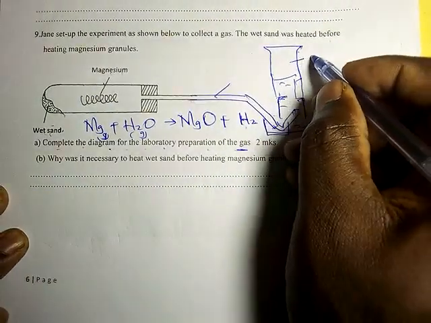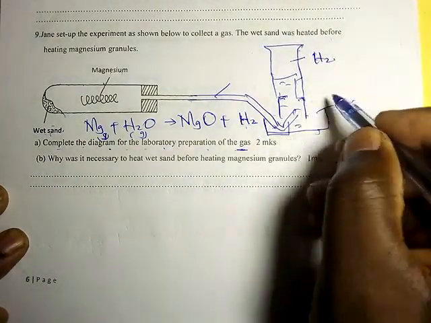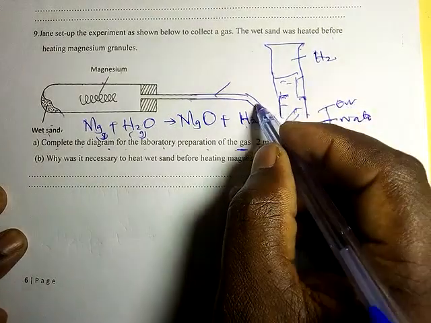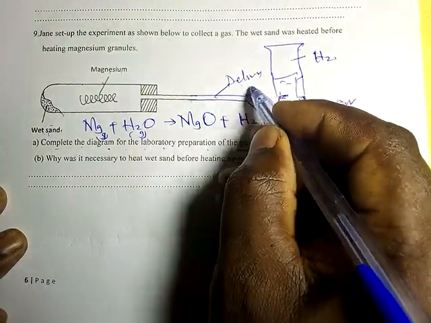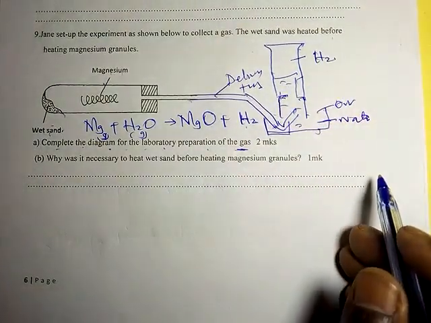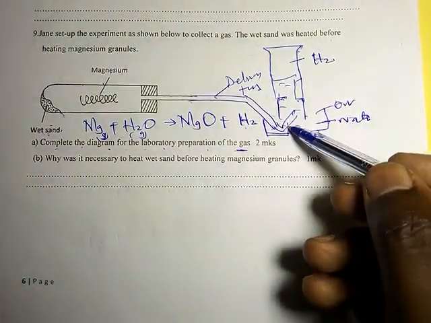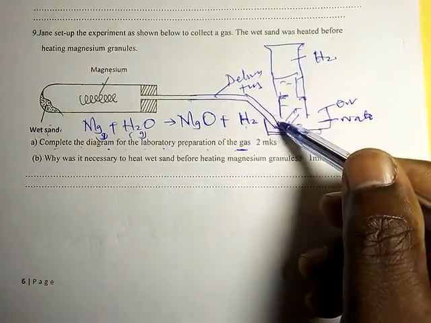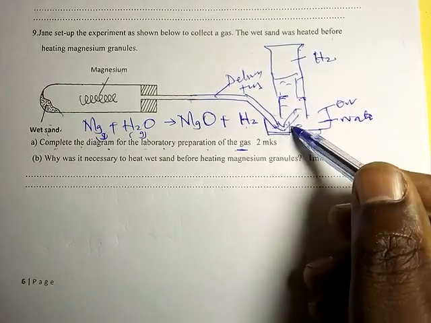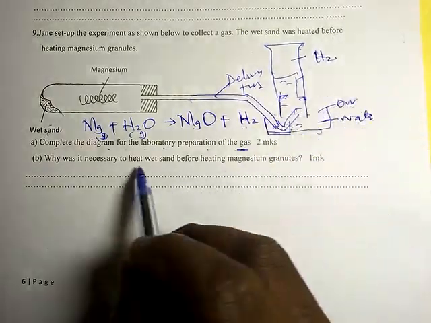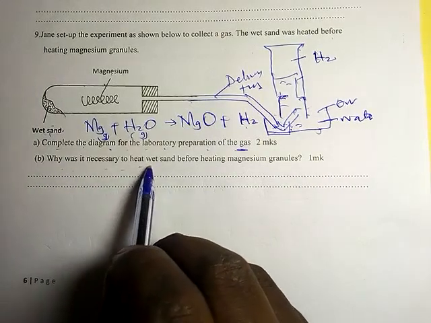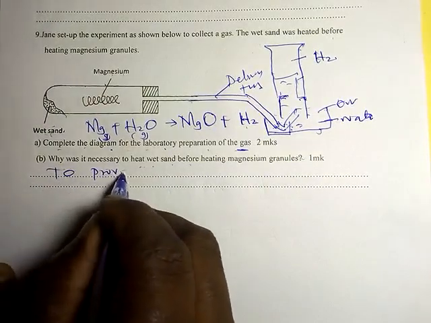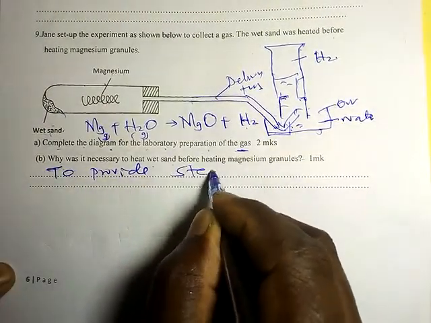You write here, this is gas, hydrogen, this is water, and this is the delivery tube. So you have completed, or you can use the other one where you will collect it through upward delivery. For upward delivery, you must pass it through concentrated sulfuric acid to dry the gas. So this one is the simple one. Why was it necessary to heat wet sand before heating magnesium granules? It is to provide steam.